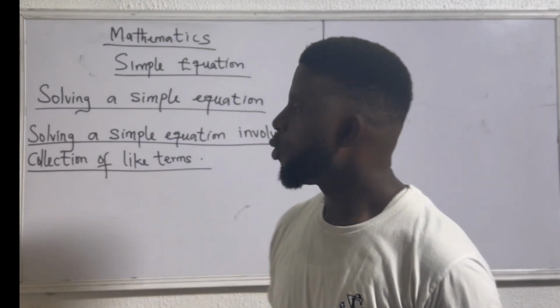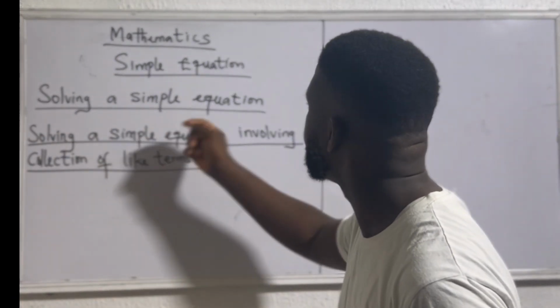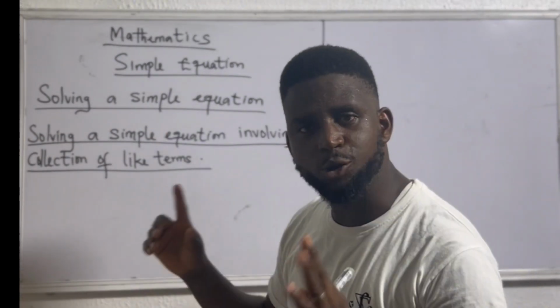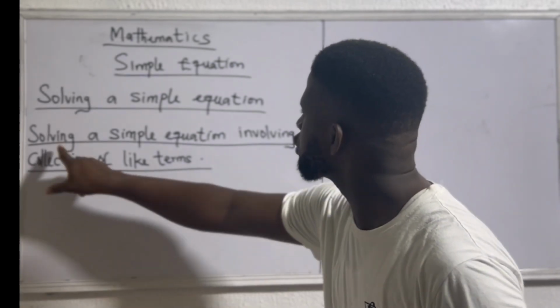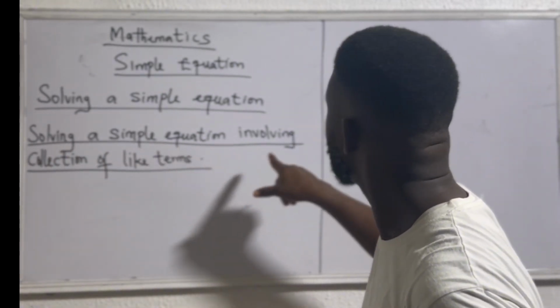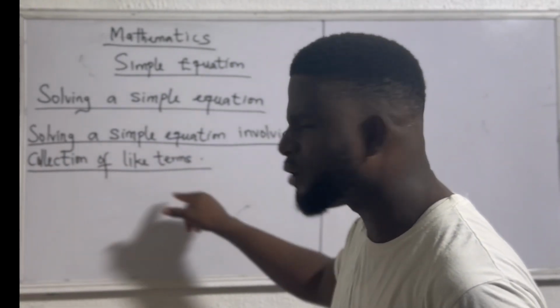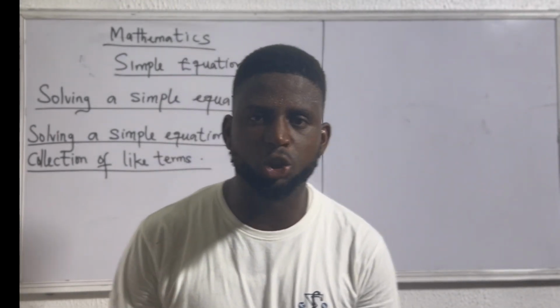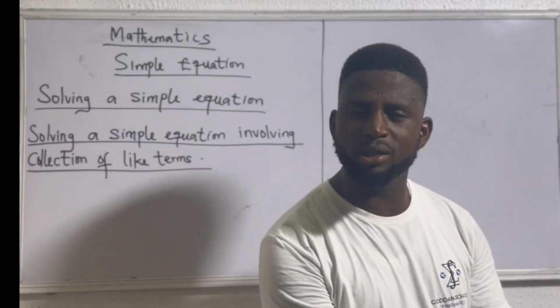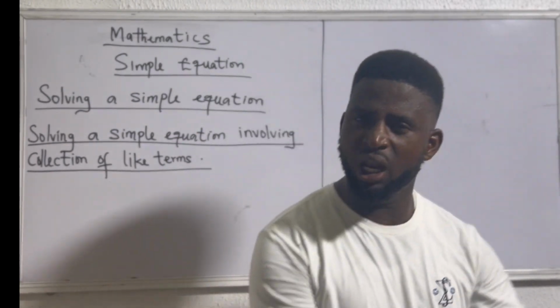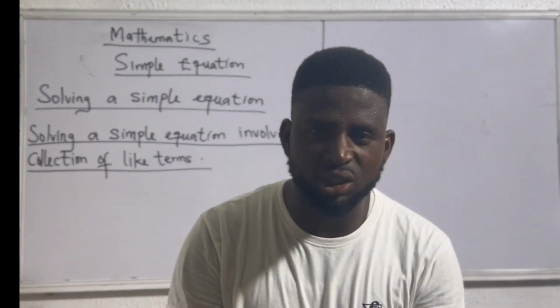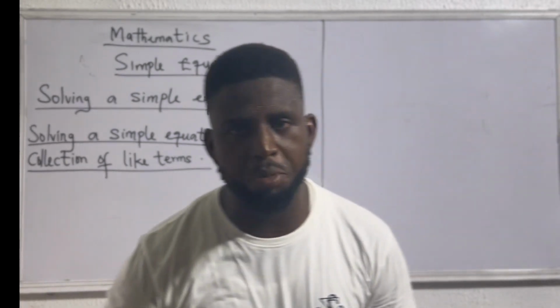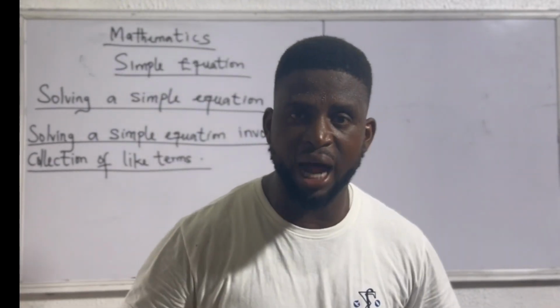So next, we look at solving a simple equation, and the first solution we want to find is solving a simple equation involving collection of like terms. What does like terms mean? It means the collection of variables on one side. Most often we use the left hand side, but it is not restricted to the left hand side. It could also mean the right hand side, since both are the same.